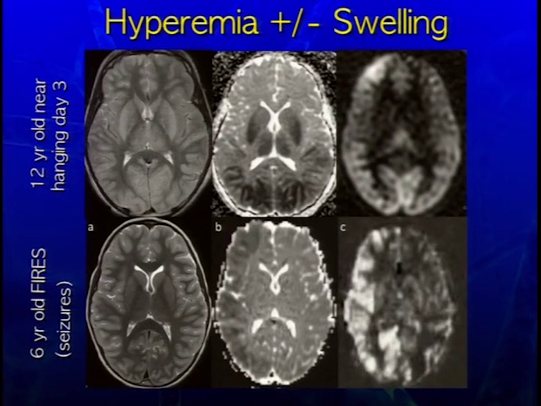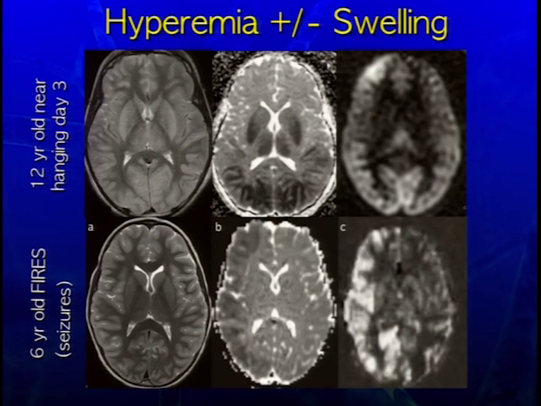This one is a 12-year-old that had a near drowning or near hanging. This is day 3 after the event. You can see this is an arterial spin labeling sequence. You can see the increased blood flow through areas of the brain, also in areas where there's decreased diffusion. So it's a rebound hyperperfusion. But here we see that there's diffuse cerebral swelling due to edema and breakdown of the blood-brain barrier and leakage of fluid into the extracellular space.